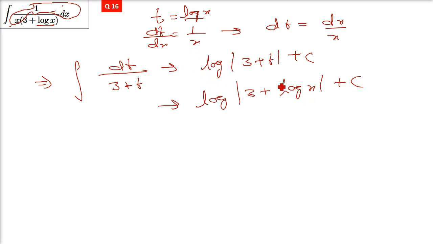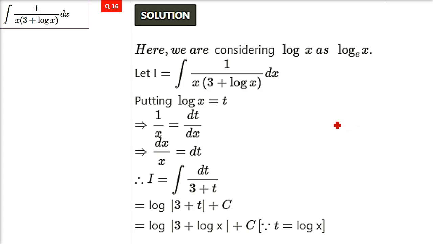See, this was so easy. The only thing is, if you know the trick that 3 plus log x gives you dx by x, that solves the issue. This is the result we were talking about. So you just have to follow this.